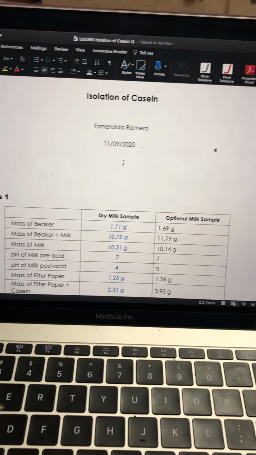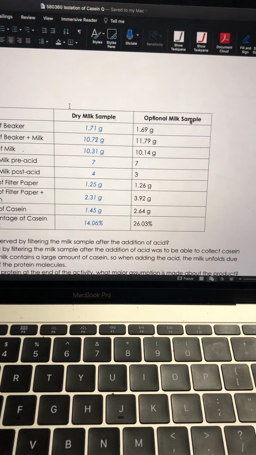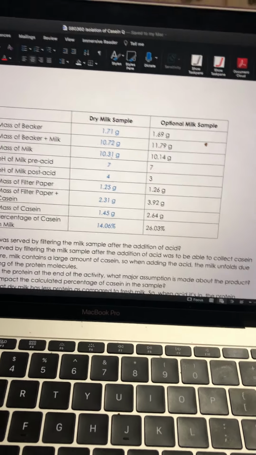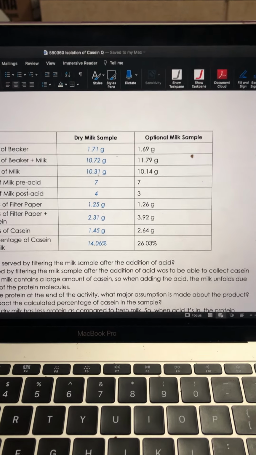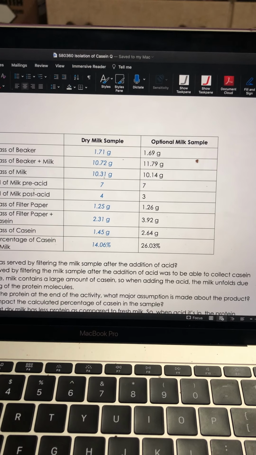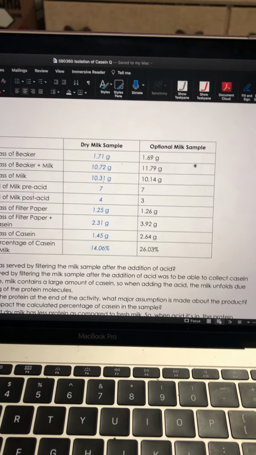Again, this is Lab 8, the isolation of casein. Okay, so for data table 1, the mass of the beaker for the dry sample was 1.71, and for the optional milk sample, I used the low-fat milk. So that was 1.69 for the mass of the beaker.